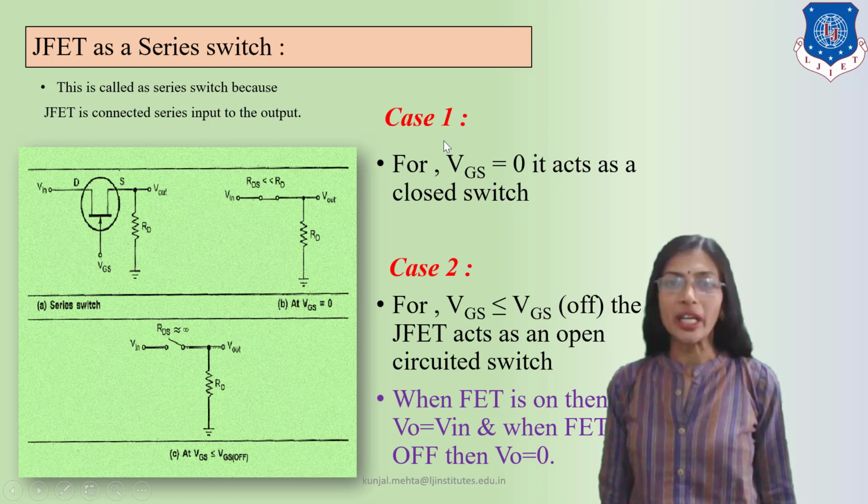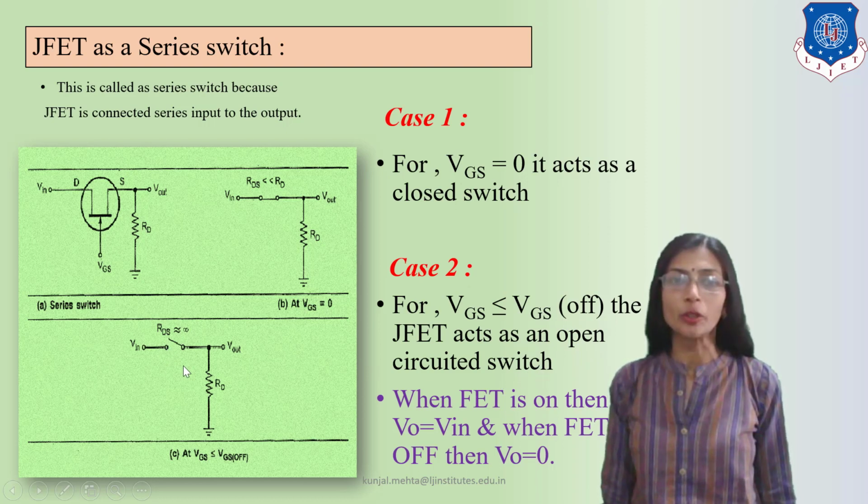So in case 1 operation, VGS is equal to 0, it acts as a closed switch. Look at this, this is the equivalent circuit. If VGS is equal to 0, the JFET symbol will act as a closed switch, that means short circuit. Look at this. This is the closed switch. And for VGS less than or equal to VGS off, the JFET acts as an open circuited switch. This is the second equivalent circuit.